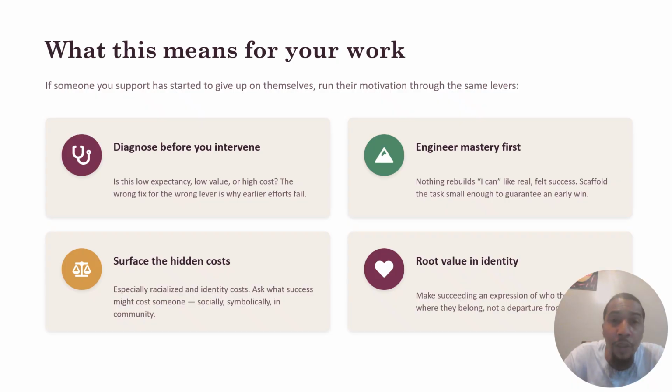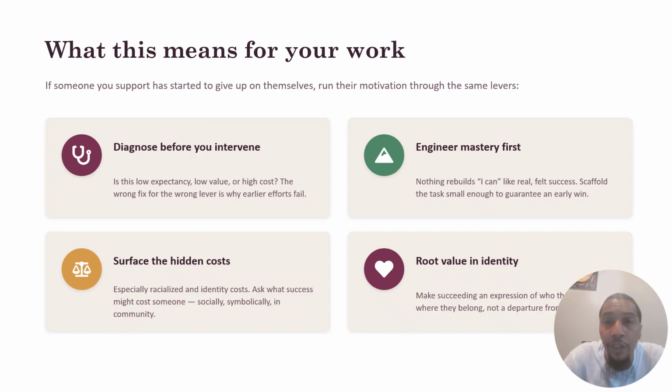First, diagnose before you intervene. Is this really low expectancy, low value, or high cost? Applying the wrong fix to the wrong lever is exactly why well-meaning efforts fail. Second, engineer mastery first. Nothing rebuilds "I can" like real, felt success. So scaffold tasks small enough to guarantee an early win.